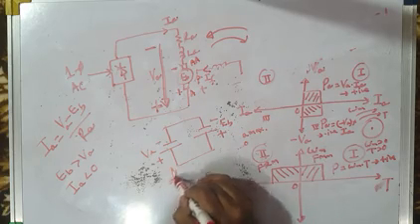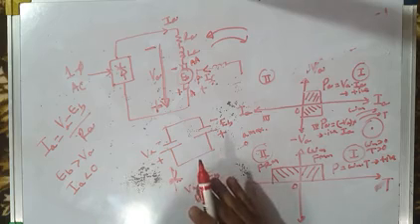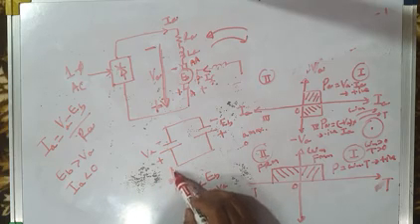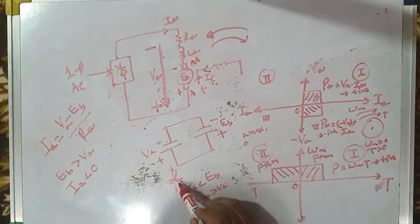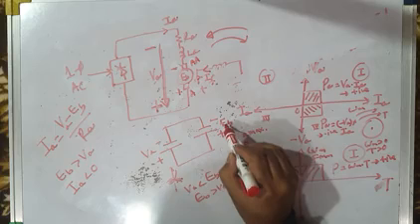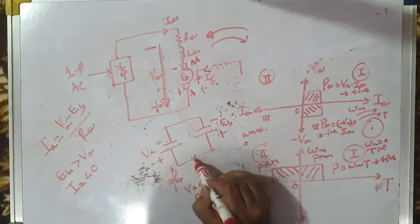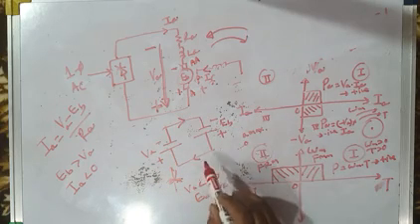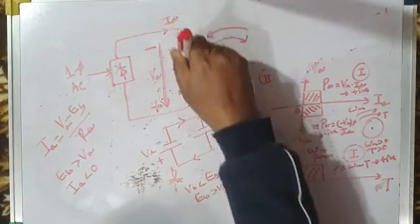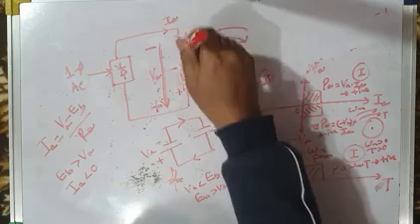So by alpha control here, of course, alpha is greater than 90 degrees, no doubt about that. But how much? You have to adjust the value of alpha. Your controller will adjust the value of alpha greater than 90 degrees in such a way that VA is less than EB, or in other words, EB is greater than VA, and then current flows like this. In motoring mode, current flows from source to EB, source to EB.